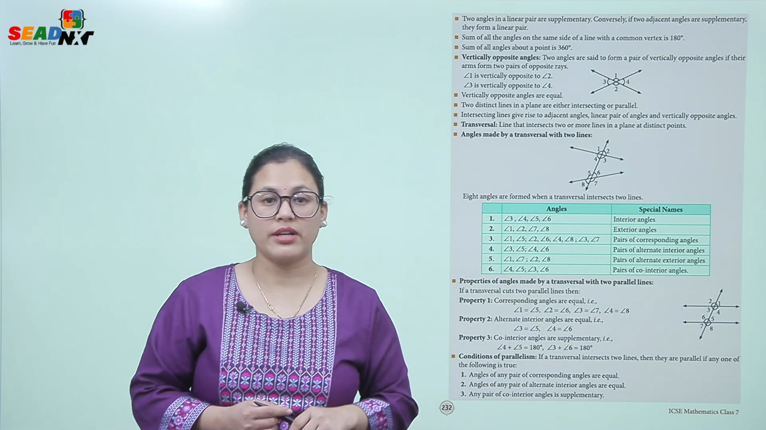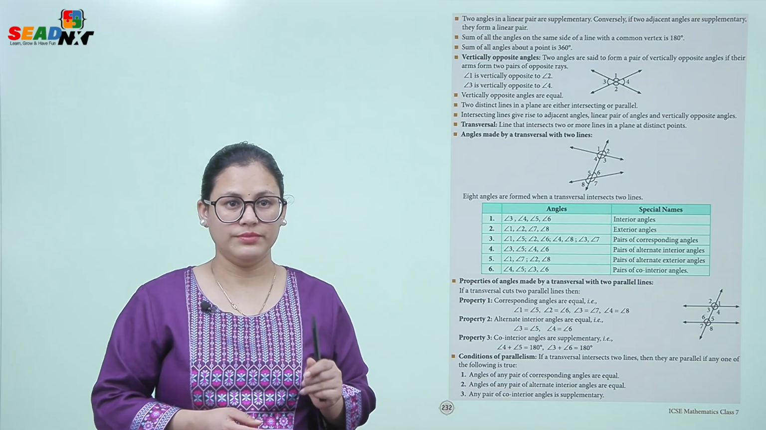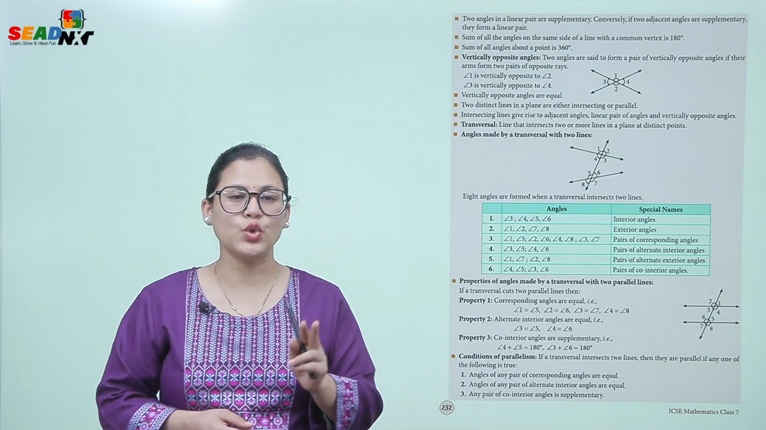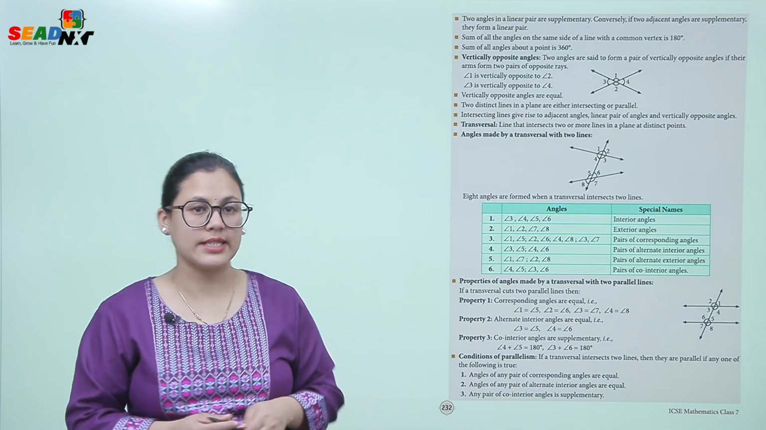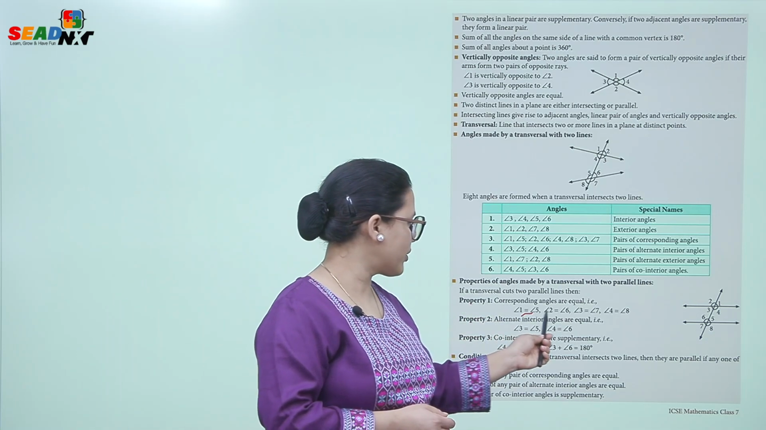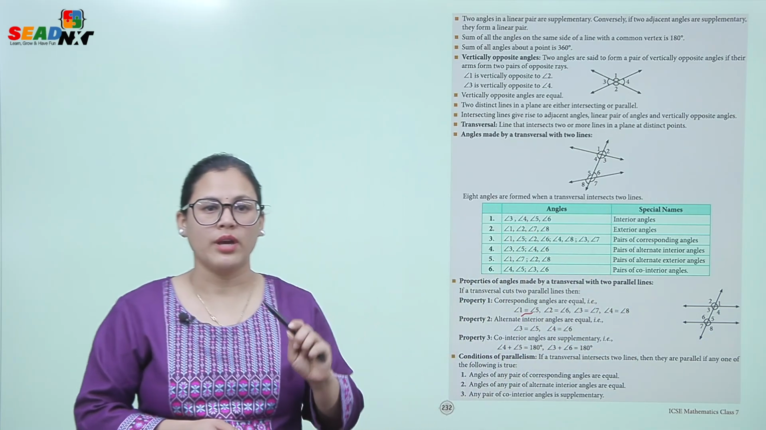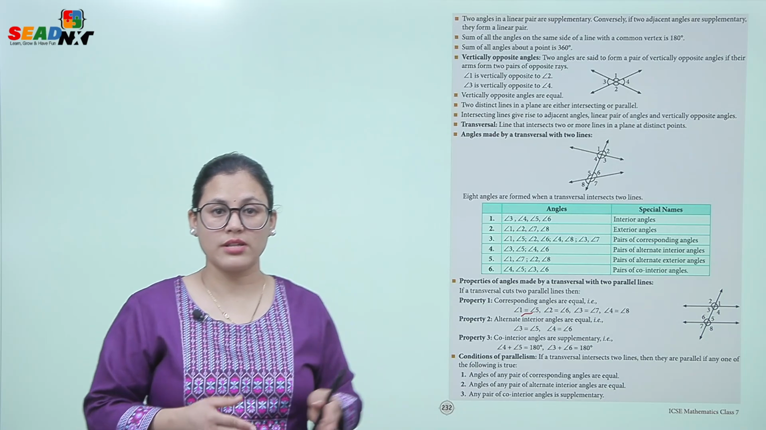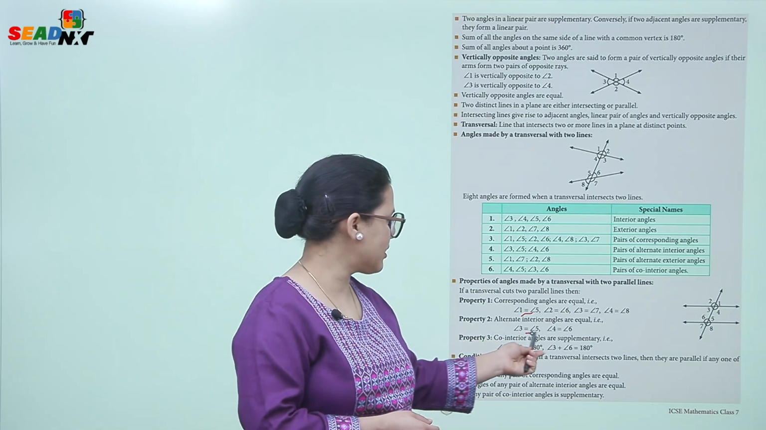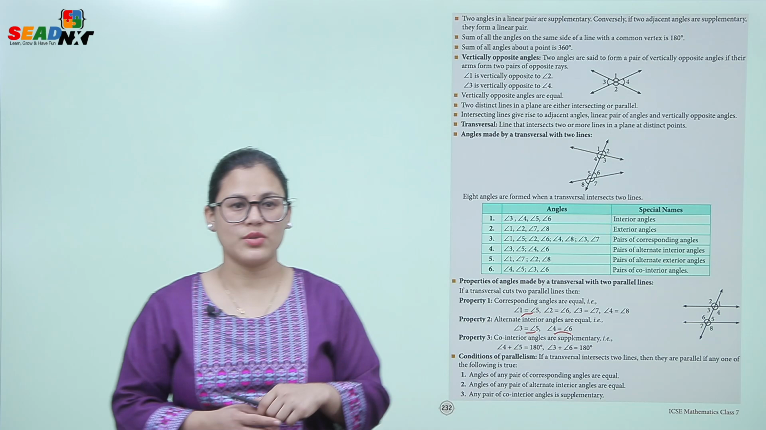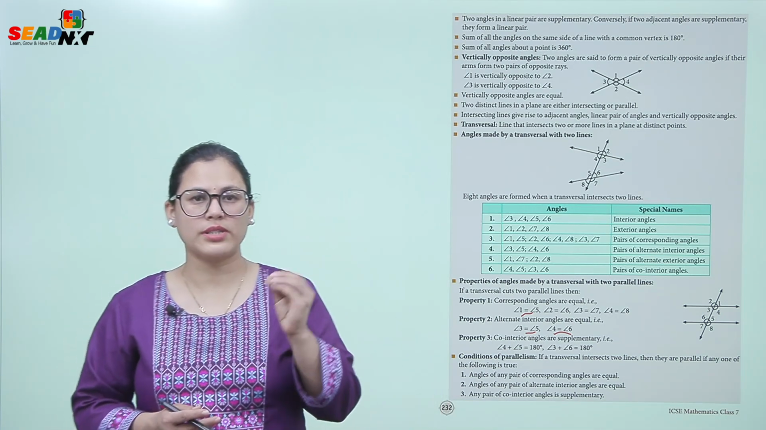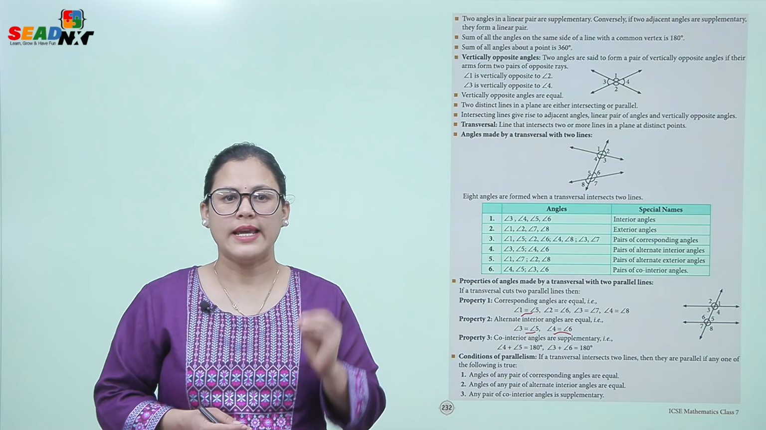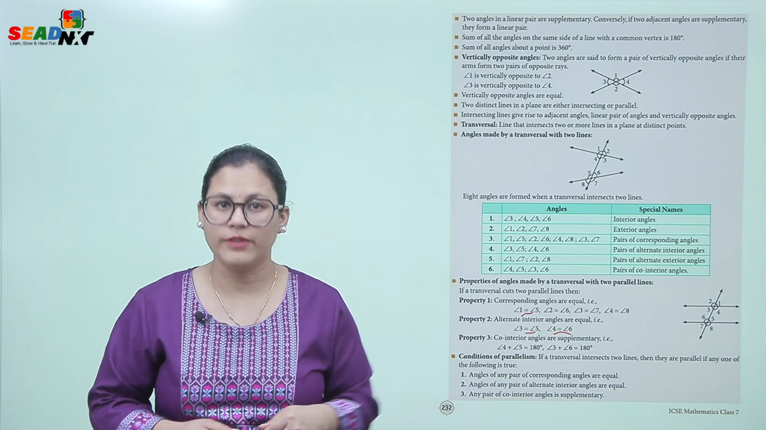Properties of angles made by a transversal with two parallel lines. If a transversal cuts two parallel lines, then property 1 says corresponding angles are equal. That is, these angles are corresponding angles and these are equal. Property 2, alternate interior angles are equal. Property 3, co-interior angles are supplementary. That is, angle 4 plus angle 5 is equal to 180 degrees, and angle 3 plus angle 6 is equal to 180 degrees.